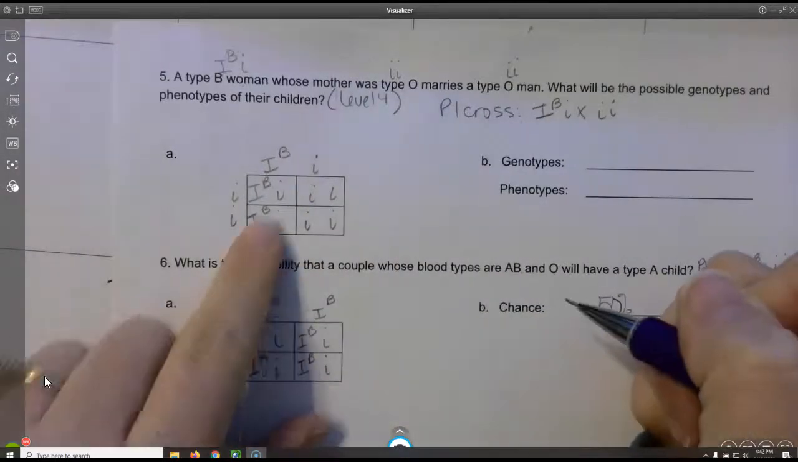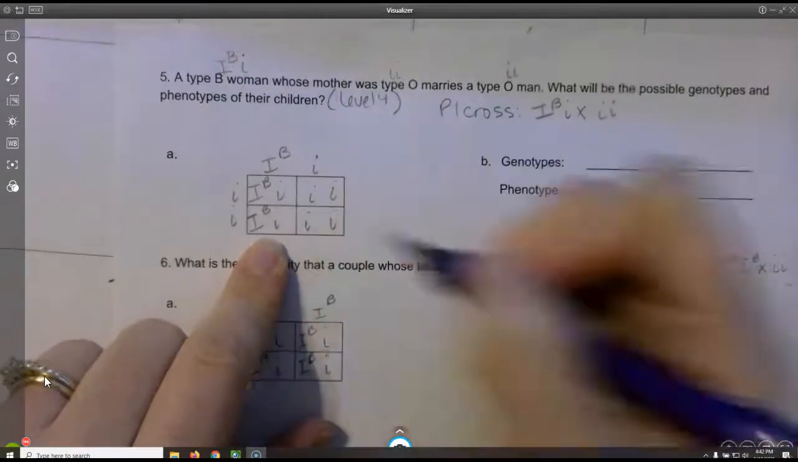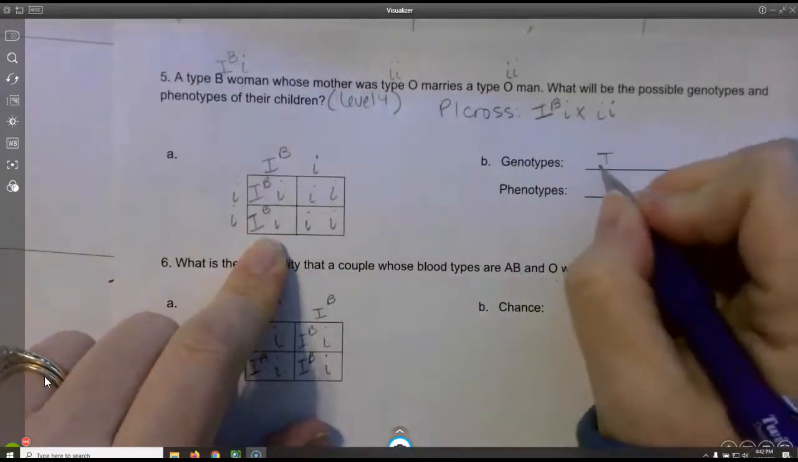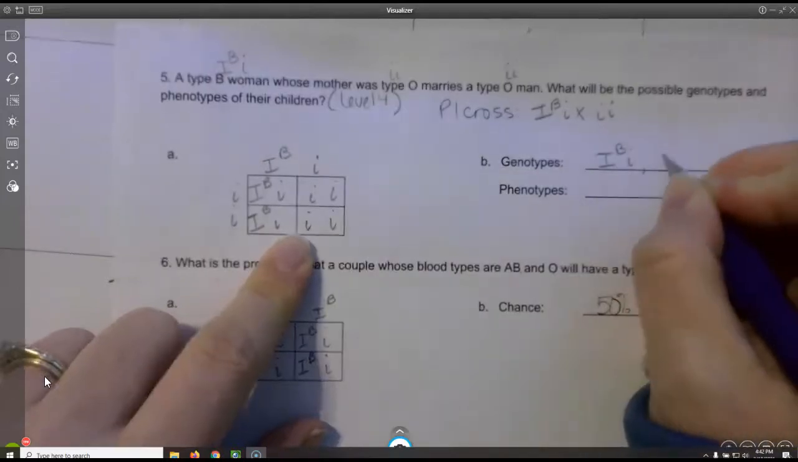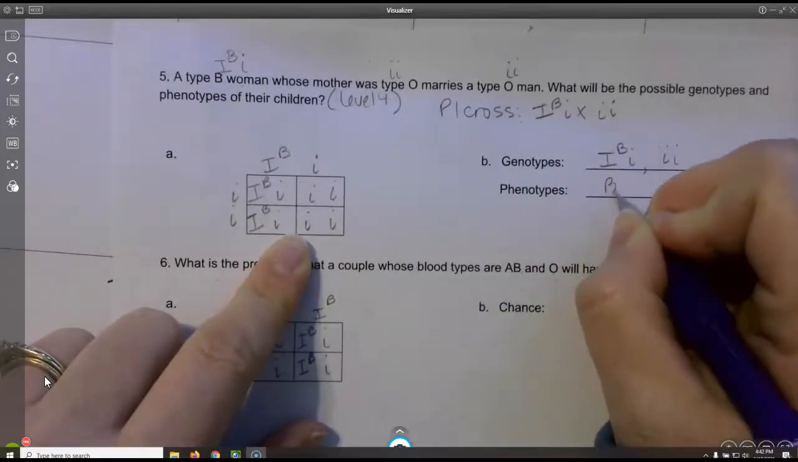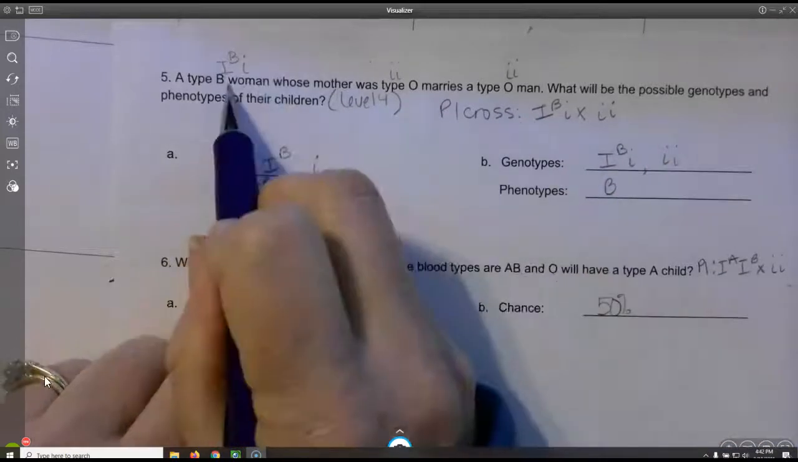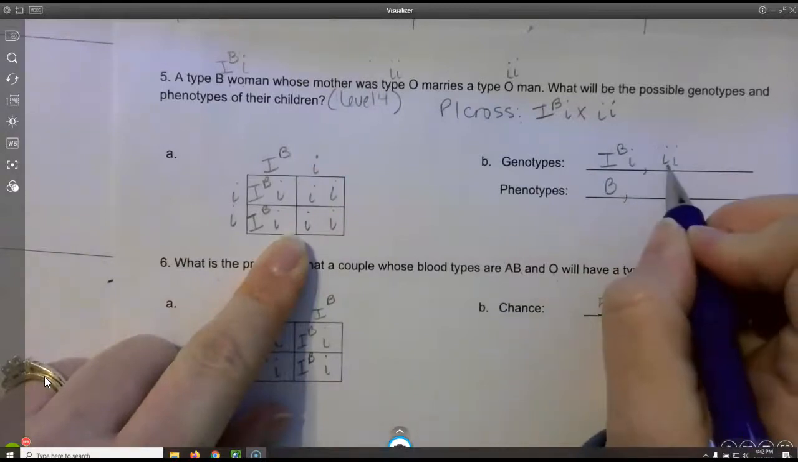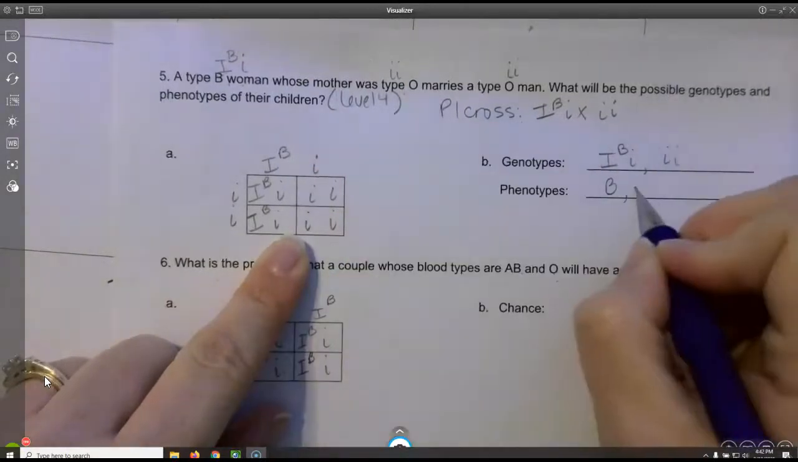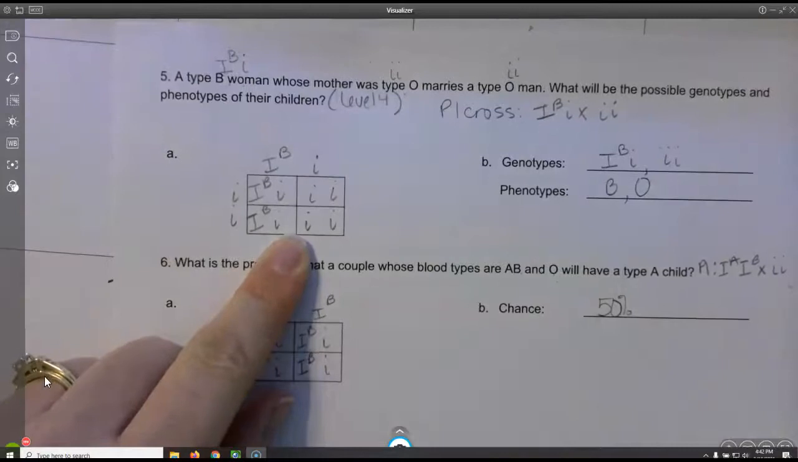So our genotypes from this: we have two different genotypes. We have IB, little i and little i, little i. Everybody hopefully can see that by now. IB, little i, heterozygous for type B, and little i, little i. So we know that this is type B because that's exactly what mom is. Mom here is IB, little i. And we know that little i, little i from right here is O. So those are our two types of blood types.